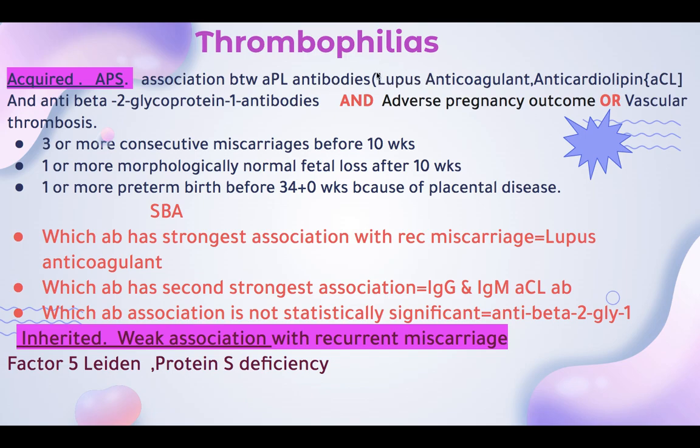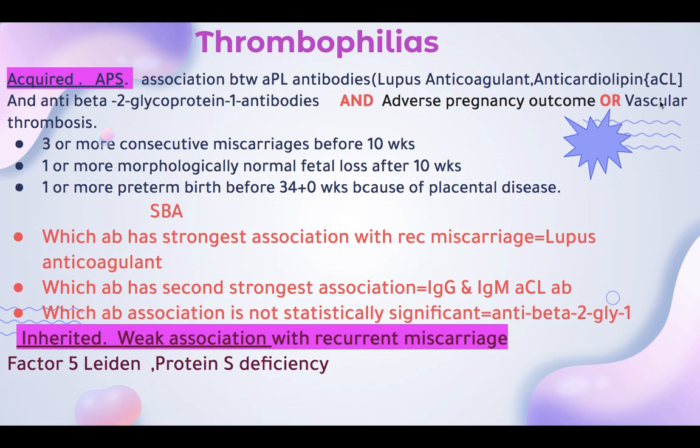Antibodies are actually of three types here, friends. That is the lupus anticoagulant, anti-cardiolipin antibodies, and anti-beta 2 glycoprotein 1 antibodies, right? These are the three antibodies which are included in antiphospholipid syndrome. And as I have mentioned, it's a combination. So, an adverse pregnancy outcome or vascular thrombosis, right?